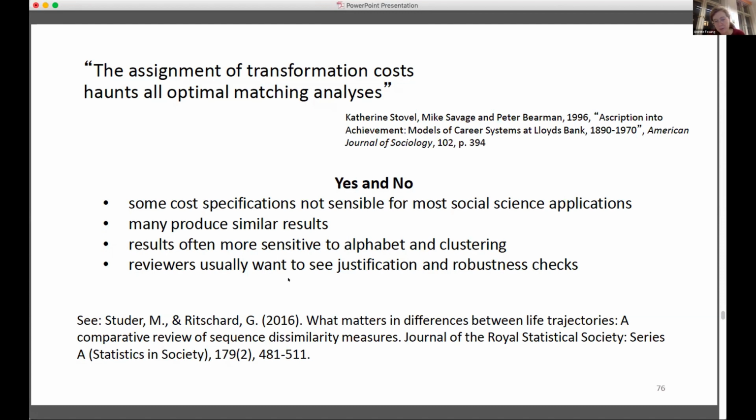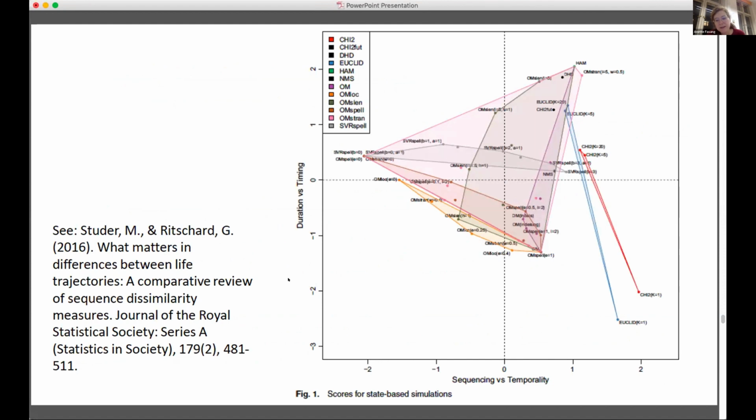They tested them in a simulation study as to how sensitive they actually are to picking up similarity in terms of duration versus timing, or sequencing, so the order of states versus timing and temporality. Based on these simulation results, they placed all these distance measures in this space, and then you can ground your choice of a distance measure very nicely, for example, by referring to this great simulation study that shows us what they actually do.